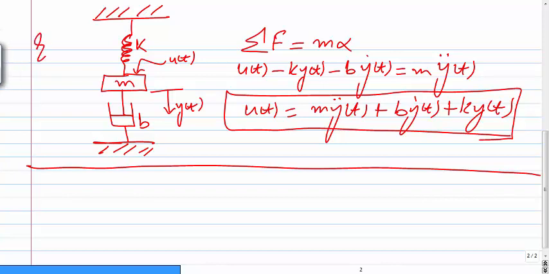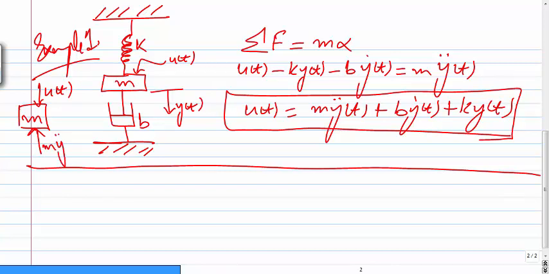This is your example 1 for this video. Now you can do manipulation on this example. The basic idea is to look at the free body diagram. Here is the free body diagram of the mass. You have to write the applied force, and then the opposing force due to mass, opposing force due to damper, and opposing force due to spring. So this is another way of easily finding the equations.